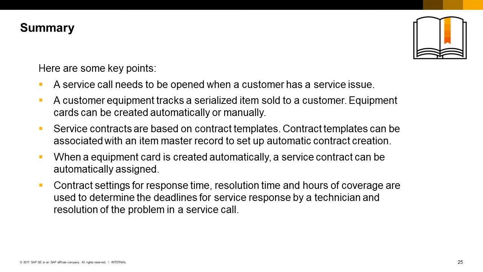A service call needs to be opened when a customer has a service issue. A customer equipment tracks a serialized item sold to a customer. Equipment cards can be created automatically or manually. Service contracts are based on contract templates. Contract templates can be associated with an item master record to set up automatic contract creation. When an equipment card is created automatically, a service contract can be automatically assigned.